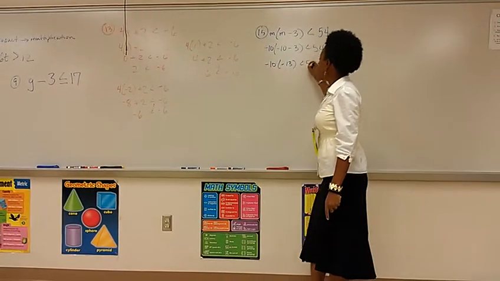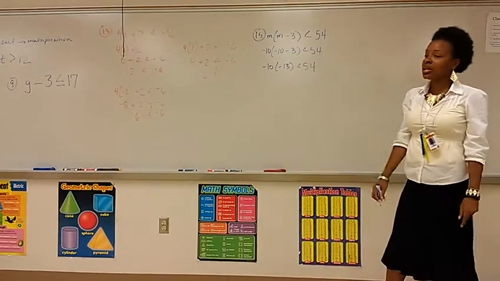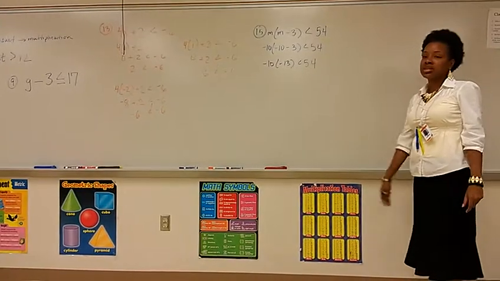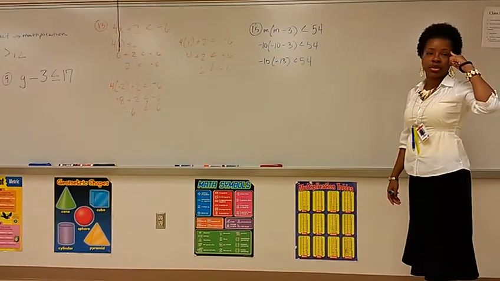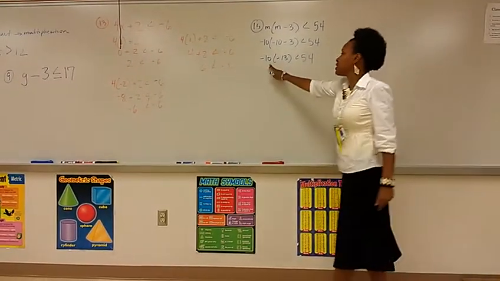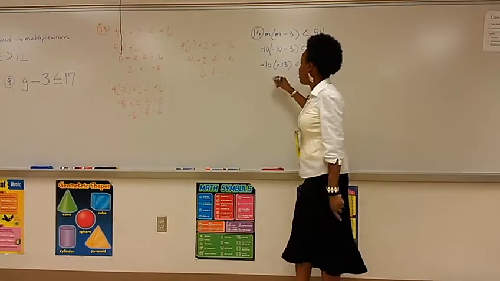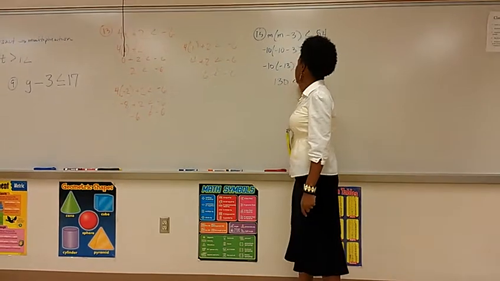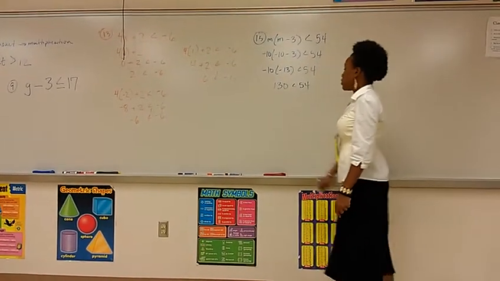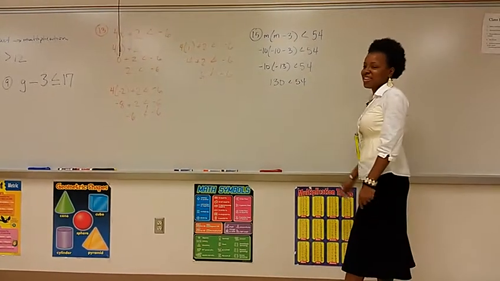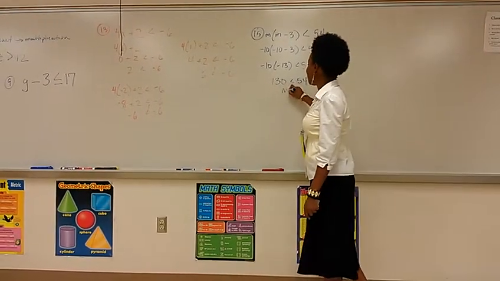Trust me, guys, it's going to bite you in the long run, because adding and subtracting with these negatives, when you have a 5-step problem, you don't want to waste time trying to figure that out in your head. What's negative 10 times negative 13? Positive 130. Is positive 130 less than 54? No, it's not. So the answer is no for this one.